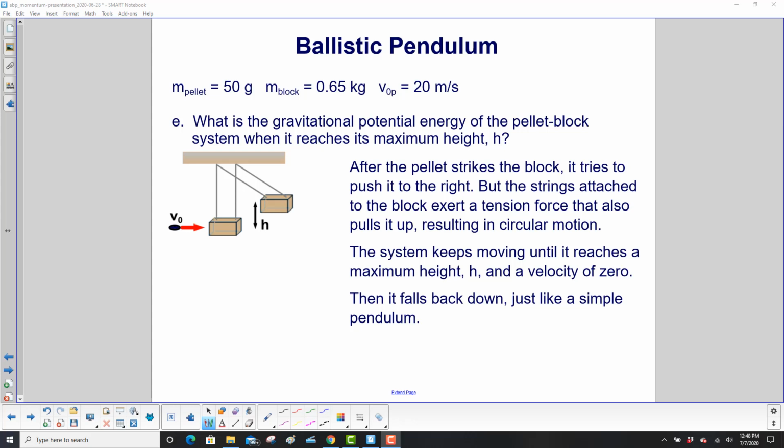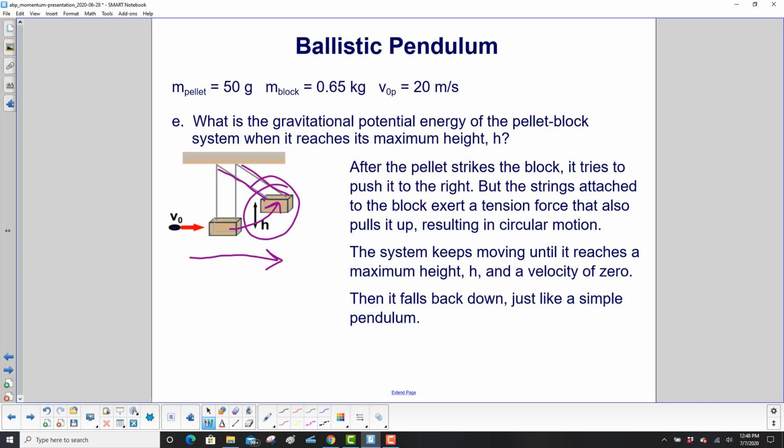What is the gravitational potential energy of our pellet-block system when it reaches its maximum height h? After the pellet strikes the block, it tries to push it to the right. It's got a force going that way. But the string's attached to the block, see the little strings here? They will exert a tension force that also pulls it up, resulting in a circular motion. Okay, so what we have here looks very much like a simple pendulum.